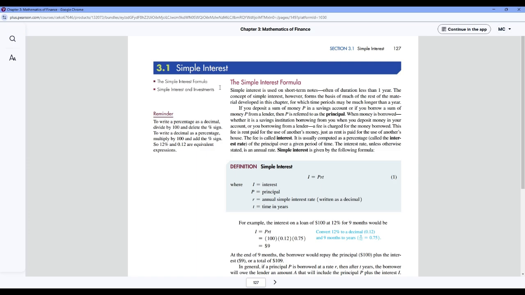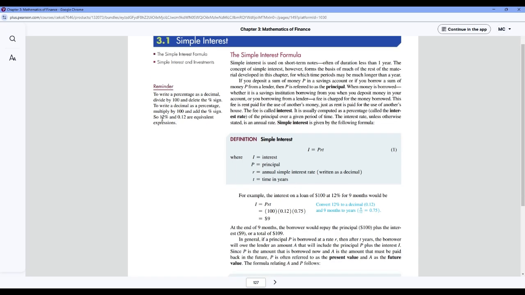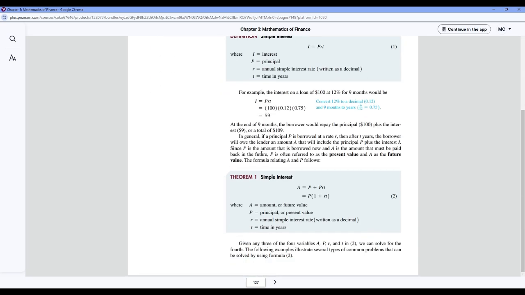Simple interest. The simple interest formula is used in short terms, often for durations of less than 1 year. We have our principal, our interest, our interest rate, and the simple interest formula, which is interest equals principal times the rate times time, where the rate must be written as a decimal. So if it's 12%, that'd be 0.12. If you want the total, you add it back to the principal, which is the principal times 1 plus rate times time.